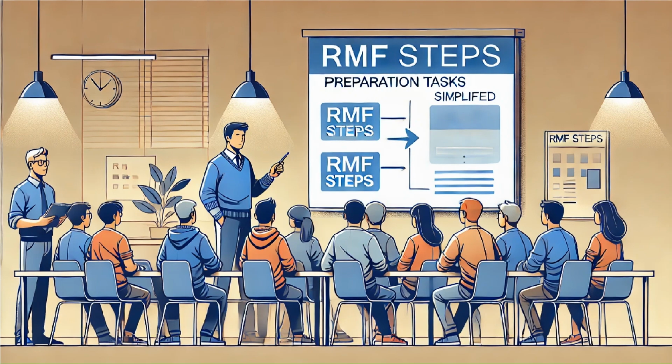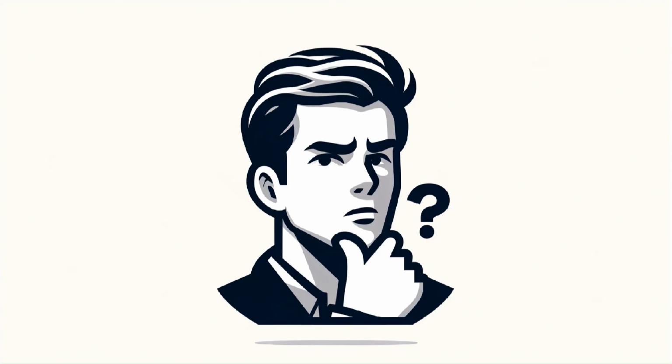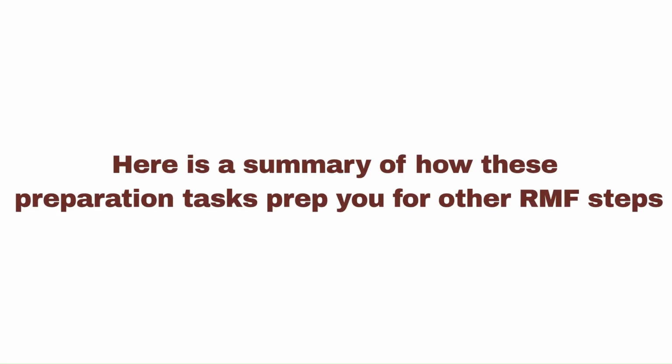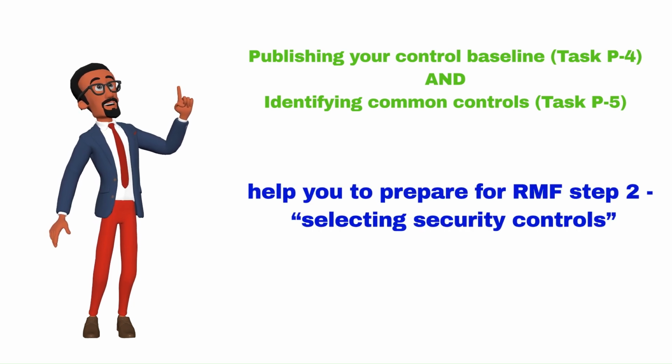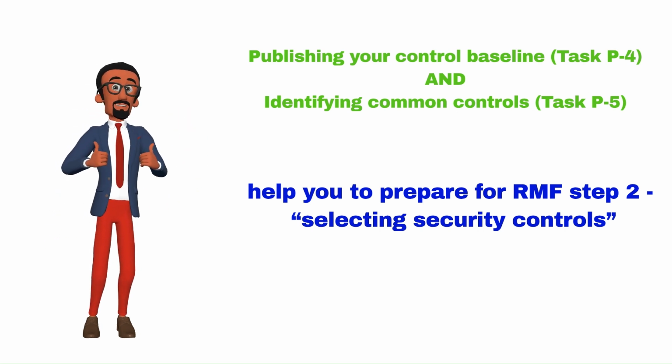These preparation tasks prepare you for specific RMF steps. If you know one thing about me, you know I cater to beginners, and I don't want them to get lost as I mention different concepts and terminology as I describe these preparation tasks. Here's a summary of how these preparation tasks prep you for other RMF steps. The task to publish your control baseline and the task to identify common control. These tasks help you to prepare for RMF Step 2. This is where you select security controls. I will give you a breakdown of this preparation task after we go over RMF Step 2. Then it'll all make sense, I promise.